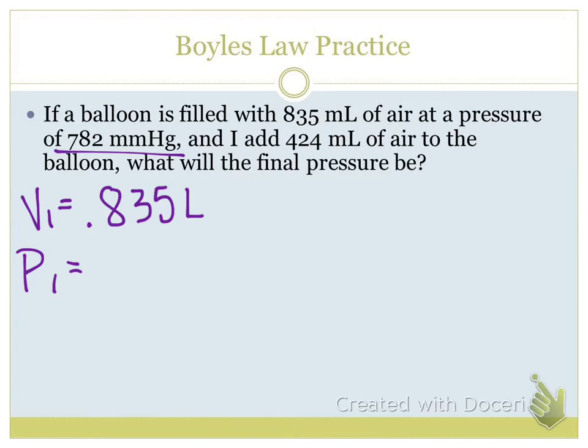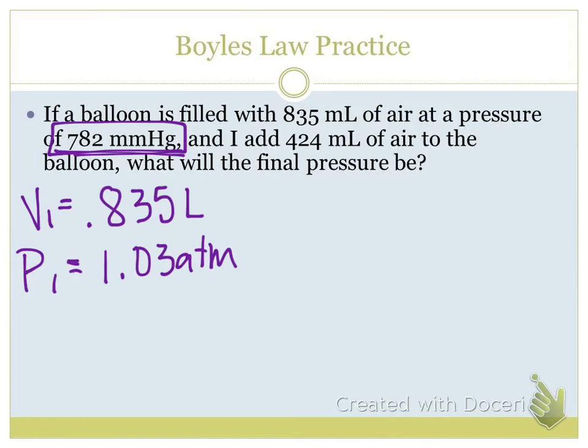Do a T-chart. What's the conversion? 760, good. And we're going to divide by 760. Atmosphere should have a smaller number relative to the other pressure units. So that gives us about 1.03 atmospheres. I took 782 and I just kind of did a T-chart in my head and divided by 760.